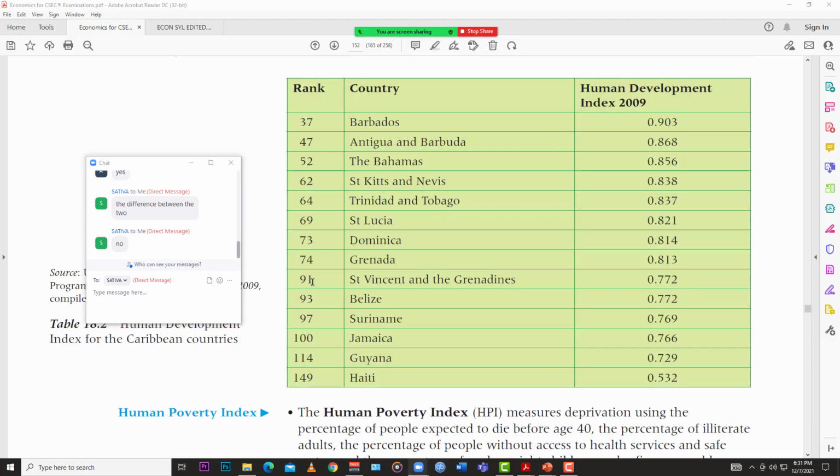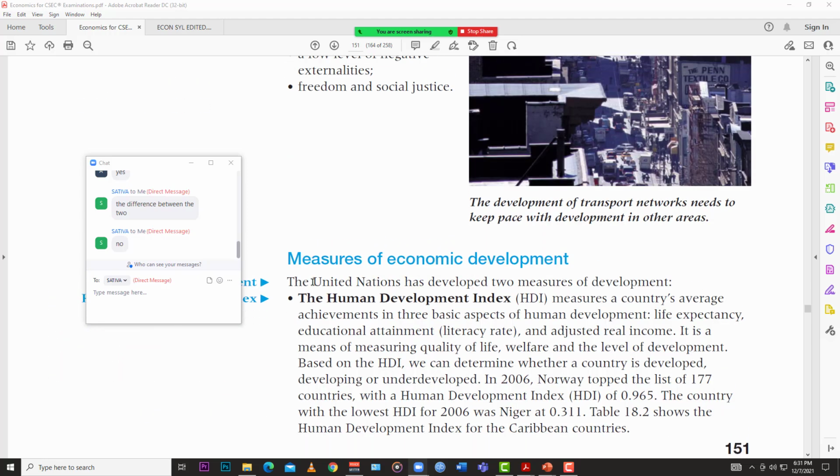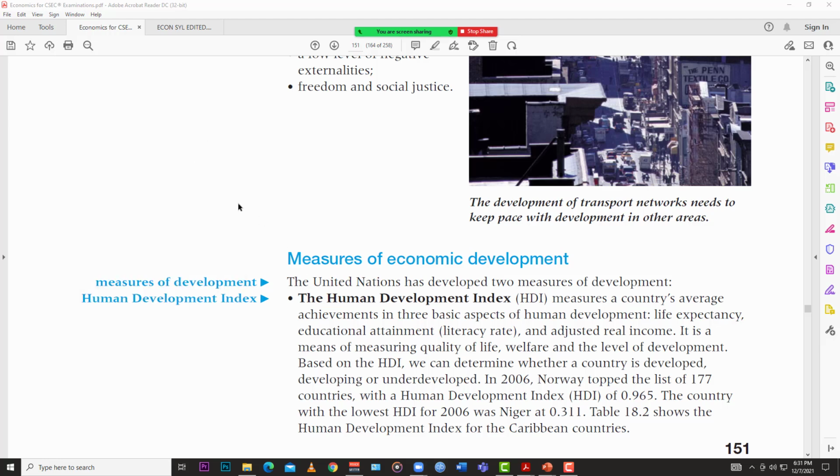Now, how do they measure development? One of the more popular ways of measuring development is what we call the HDI, the Human Development Index. I'm pretty sure some of y'all would have heard about this before. Human Development Index. That's one way you can rank countries in terms of their level of development.